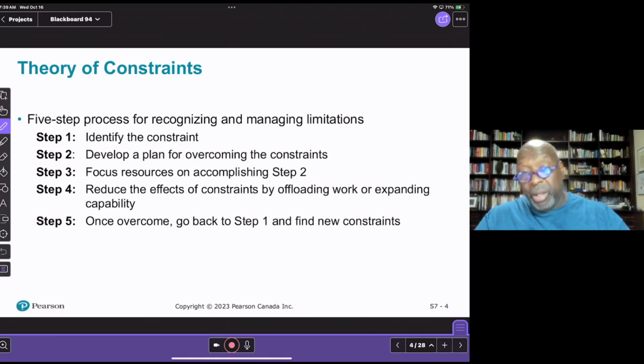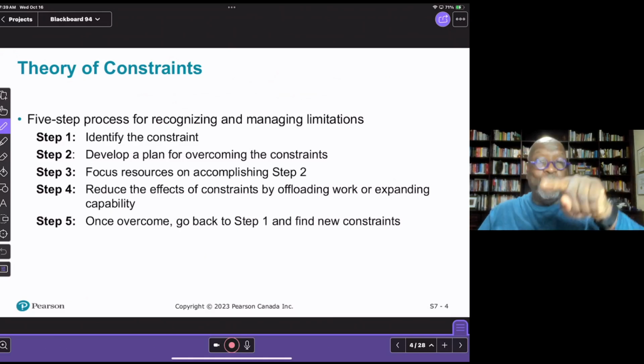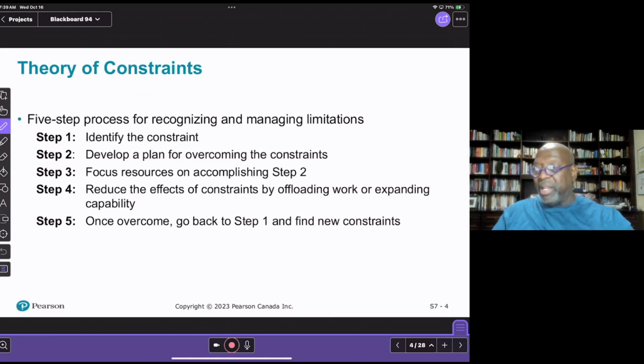Once you find a new bottleneck, you have to apply resources to eliminate that and continue this continuous improvement process. Okay? So you identify the constraint, develop a plan to overcome that constraint, focus resources on accomplishing step 2, which is to overcome or eliminate that constraint, and reduce the effects of constraints by offloading work or expanding capacity. Once you overcome that, go back to step 1 and find new constraints. So it's a continuous cycle. All right.